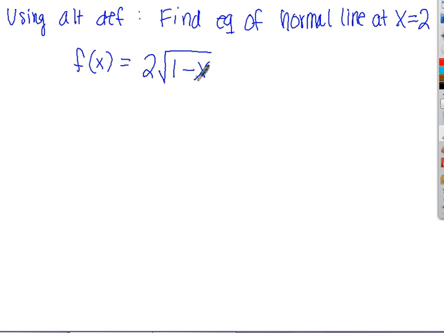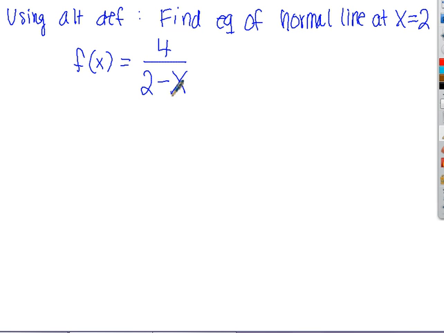Actually, on your group test, the alternate definition, which one did you guys do, a square root? Did you guys do a fraction? I can't remember. Anyone remember? I want to do a different one, is why. From your group test. Let's do a different one. Okay, let's do 4 over 2 minus x. Let's do that one instead. Practice different ones.